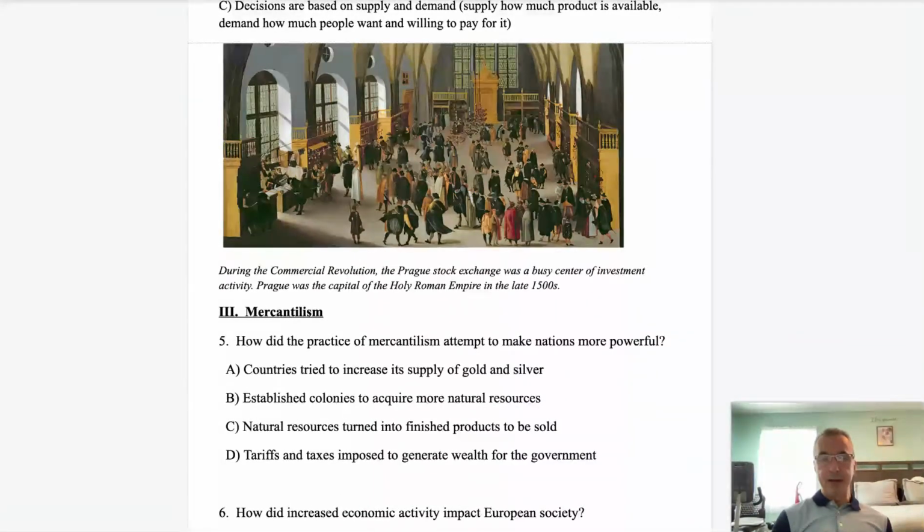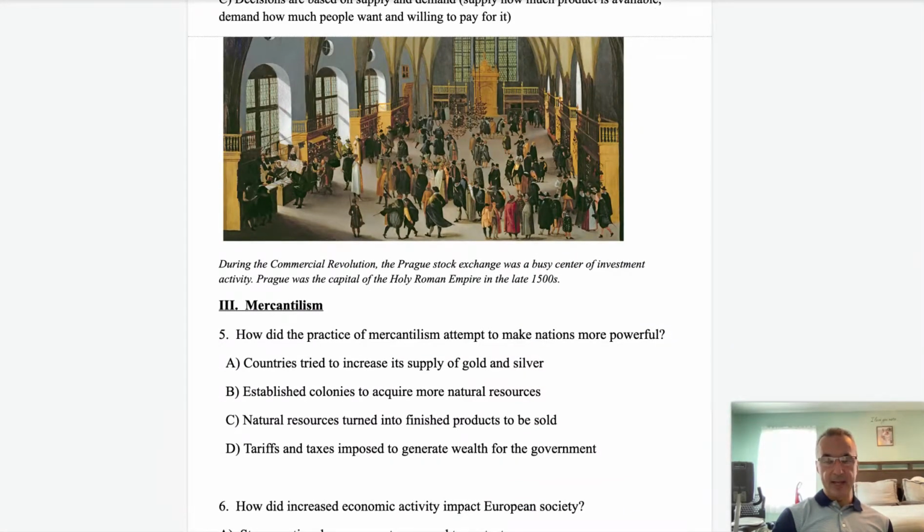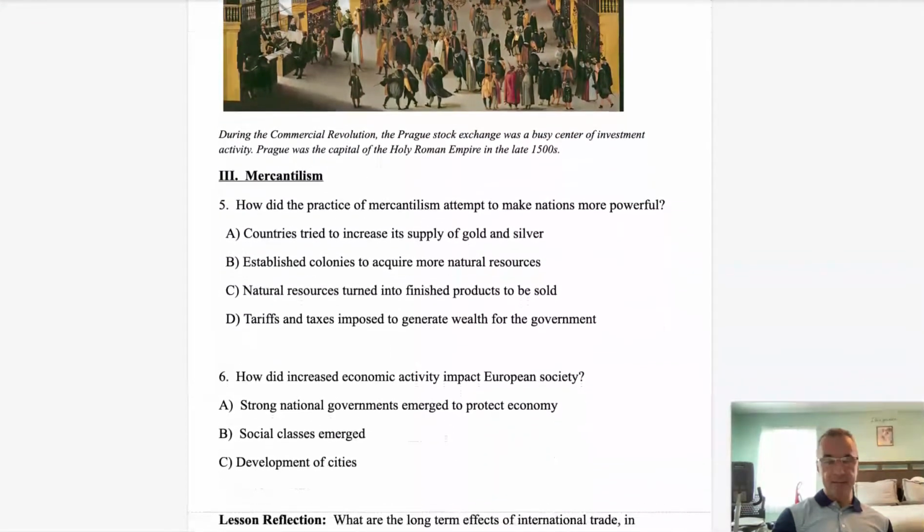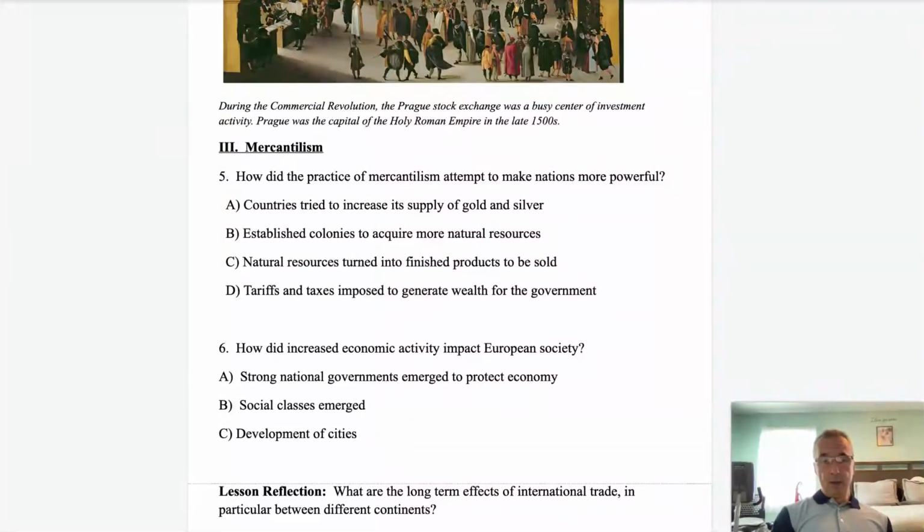Countries tried to increase their supply of gold and silver. They established colonies to acquire more natural resources. Natural resources were turned into finished products to be sold. Tariffs and taxes were imposed to generate wealth for the government. Six, how did increased economic activity impact European society? Strong national governments emerged to protect economic interests. We also had the development of social classes, those who were emerging with wealth and some who were being left behind. And we also saw the development of cities during this period of time in history.